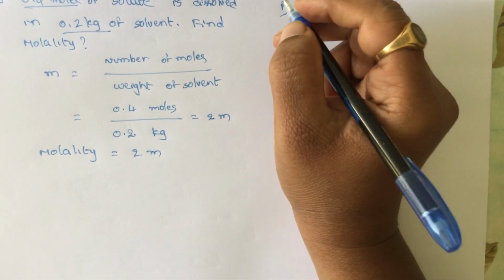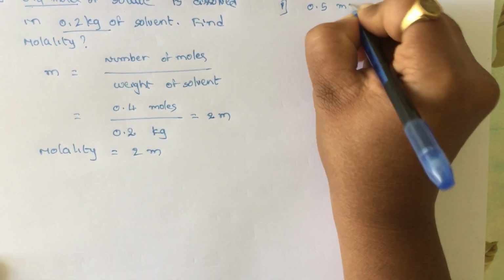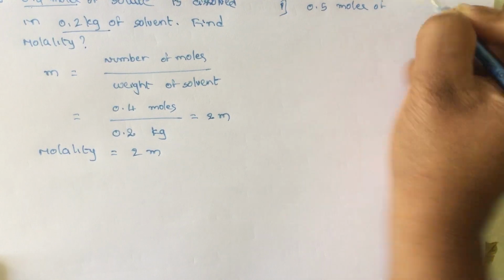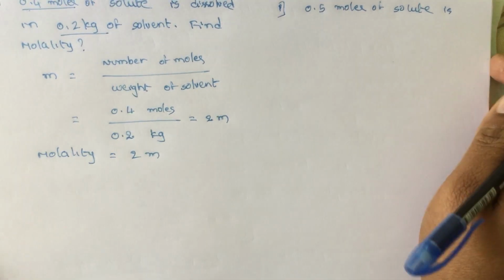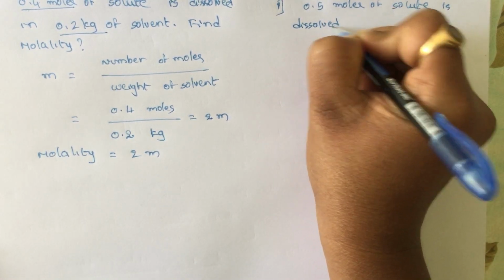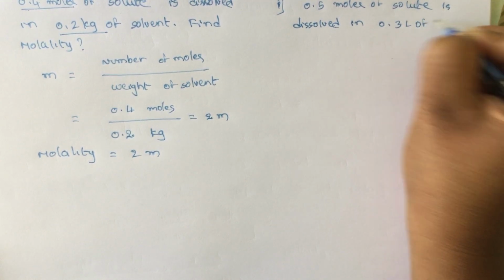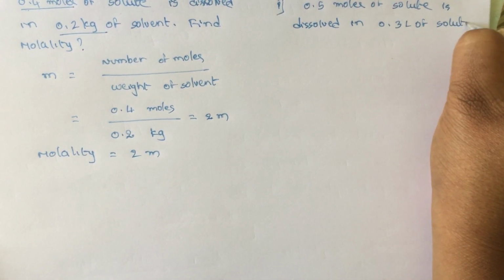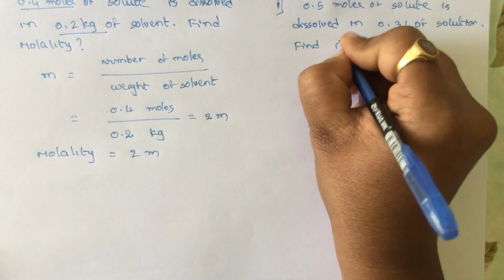Now for molarity, how can we do problems? Same thing I will explain here. So find: 5 moles of solute is dissolved in 0.3 liters of solution. Find its molarity.